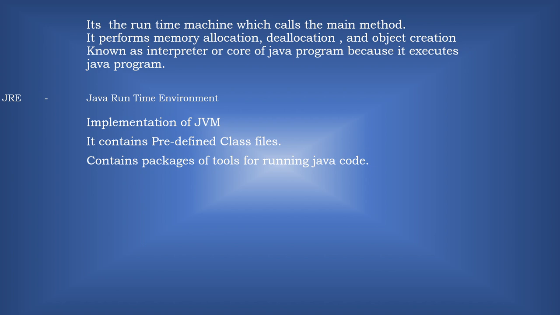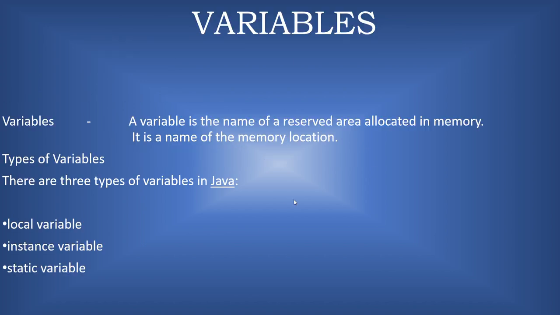Then the third one is JRE. JRE means Java Runtime Environment. That is, it is the implementation of JVM, and it contains predefined class files and also contains packages of tools for running the Java program. That's about the Java architecture.